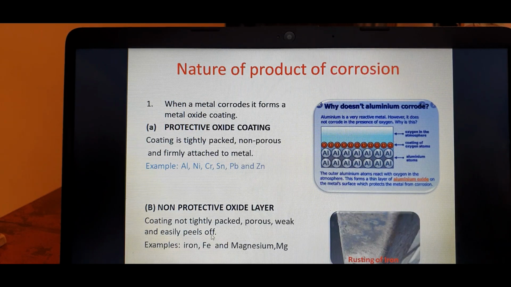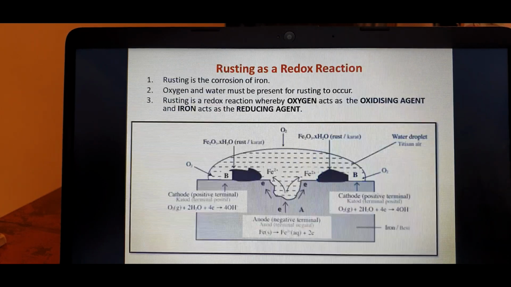So those are the 2 factors that affect the rate of corrosion. Finally, we reach what we want to learn.